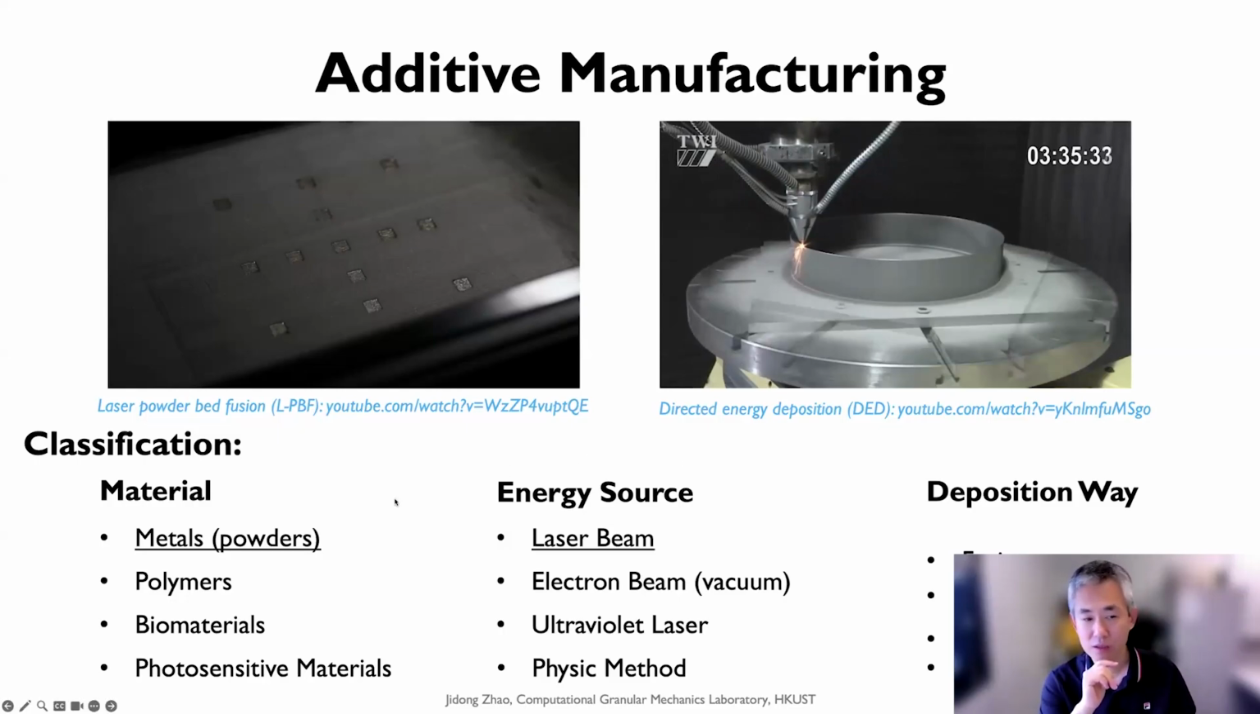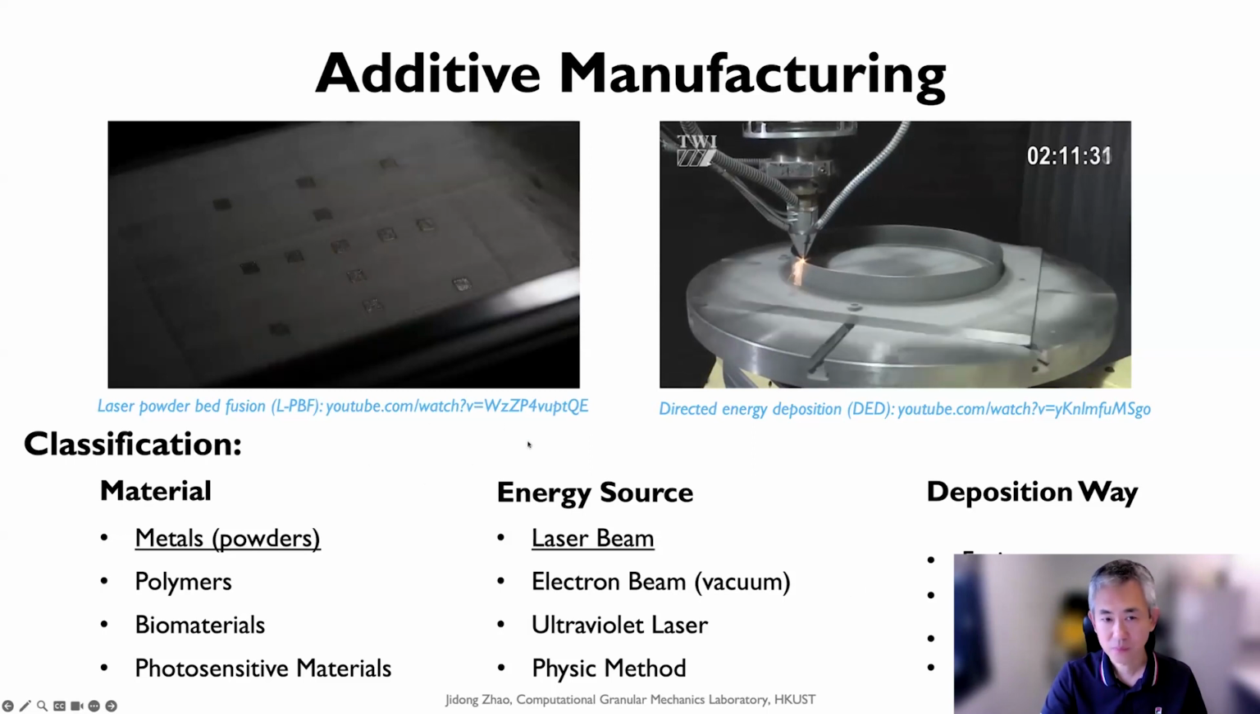Okay, so the materials are not only metal powders; you can also use polymers, biomaterials, and other photosensitive materials for printing. You can use a laser beam, electron beams, ultraviolet lasers, or other physical methods. For the deposition, you can use fusion. You can also use photopolymerization, and also lamination or extrusion methods. So additive manufacturing has quite a variety of ways for the printing purpose.